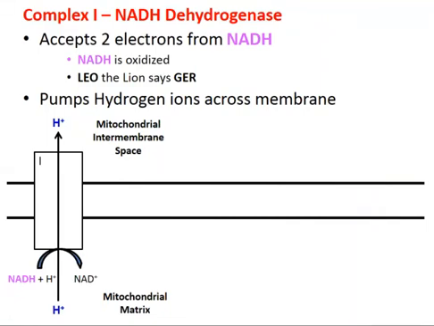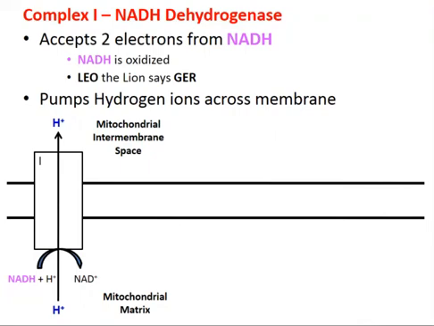The start of our electron transport chain is complex 1, or NADH dehydrogenase. NADH dehydrogenase accepts electrons from NADH to produce NAD, and it transfers those electrons. As those electrons travel through complex 1, the energy associated with those electrons allows hydrogen ions to be pumped across the inner mitochondrial membrane into the intermembrane space.